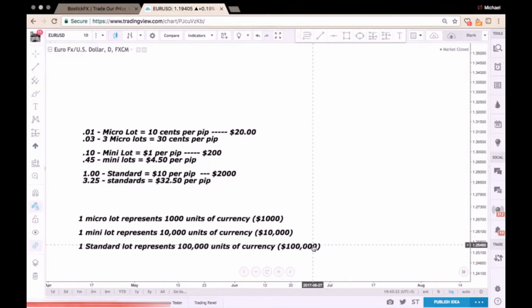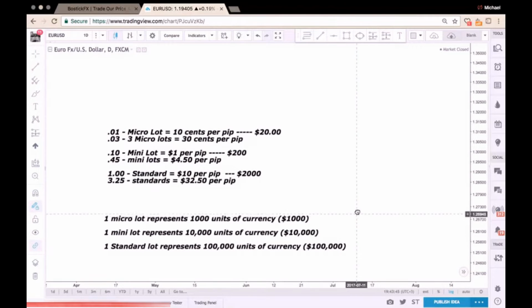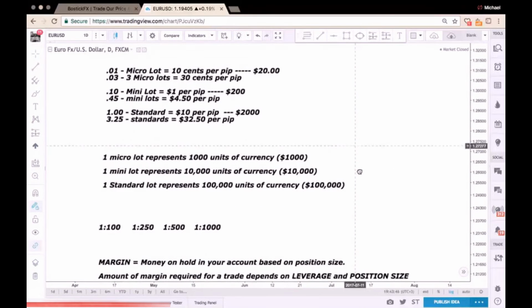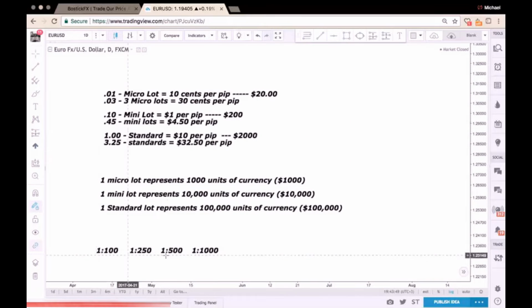Now I know you're thinking, wow, I don't have that kind of money, or whatever the situation is. This is where leverage comes into play, and this is why the forex market is so advantageous versus trading stocks or options and futures and things like that. Forex brokers give you something called leverage, to where you don't need $100,000 to enter that trade, because they're providing you with leverage. Now these down here are common leverage amounts based on brokers.